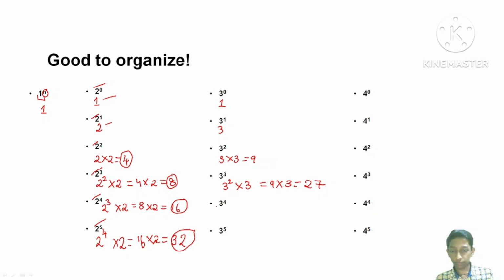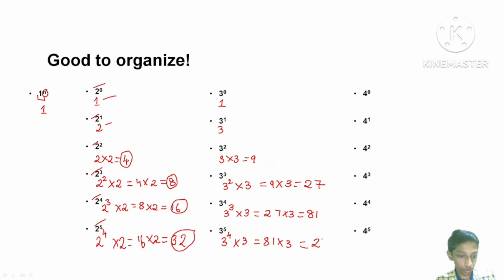3 raised to the power of 4. 3 raised to the power of 4 can be written as 3 raised to the power of 3 into 3, which equals 27 into 3, which equals 81. 3 raised to the power of 5 is 3 raised to the power of 4 into 3, which equals 81 into 3, which equals 243.